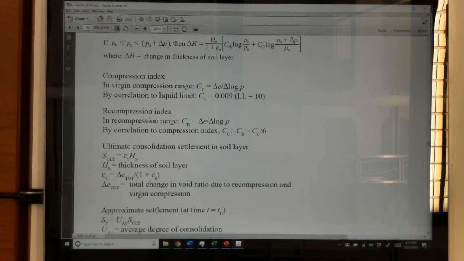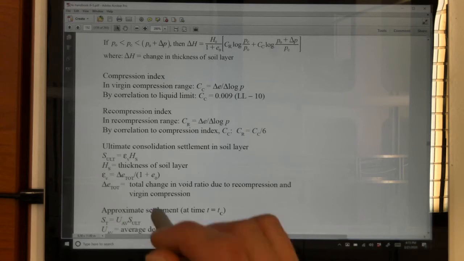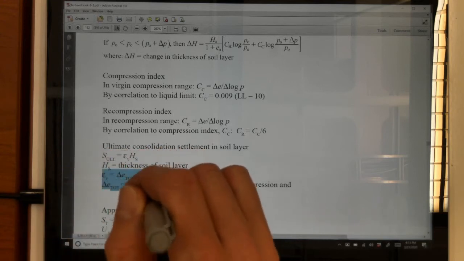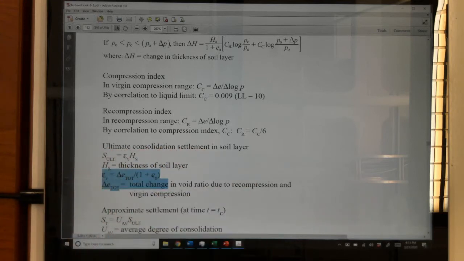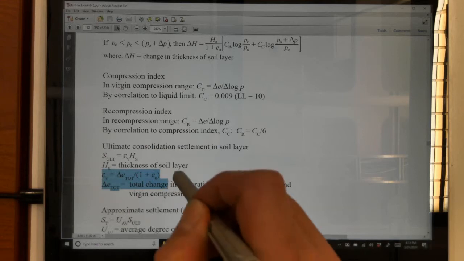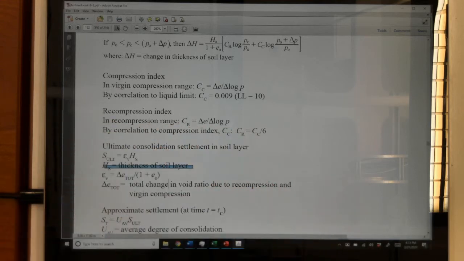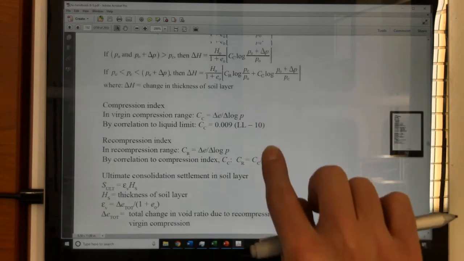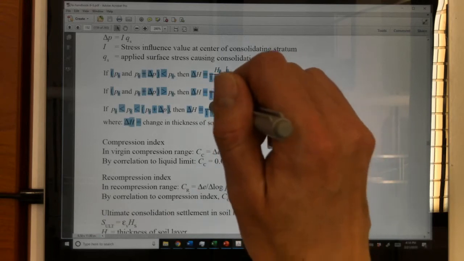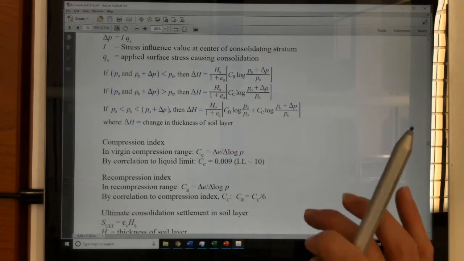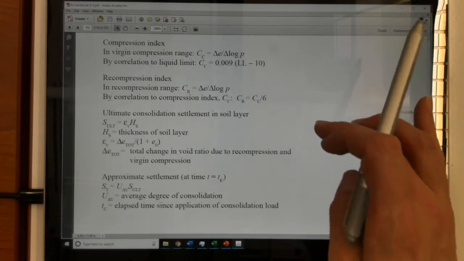Part of that is also thinking about that this consolidation is a vertical strain of that layer, so that's what they're showing you here, vertical strain, and how to calculate that based on the initial void ratio and how much the void ratio has changed in total. Of course, we're going to have some initial thickness of the soil layer, so H sub S. There is also H sub O up here, so how thick is the layer to start with. So then the time piece.